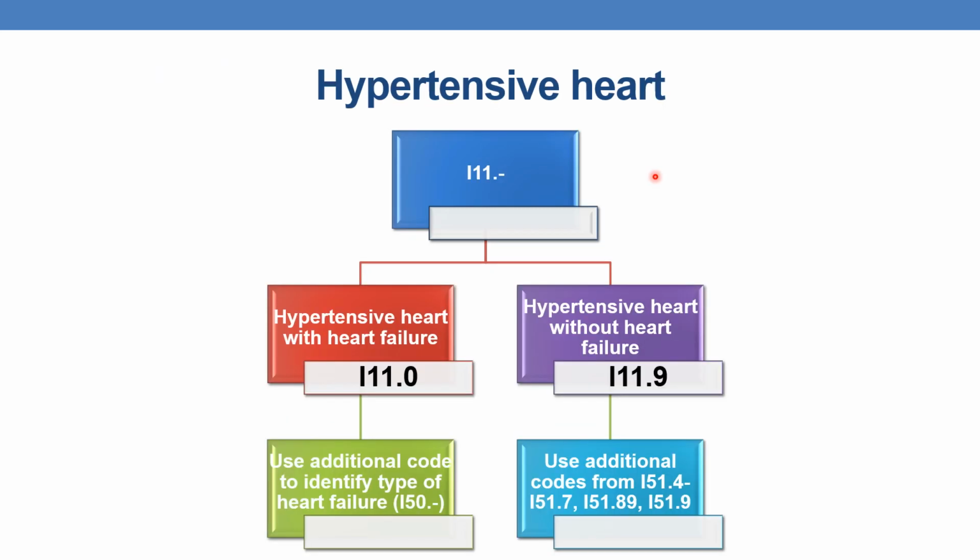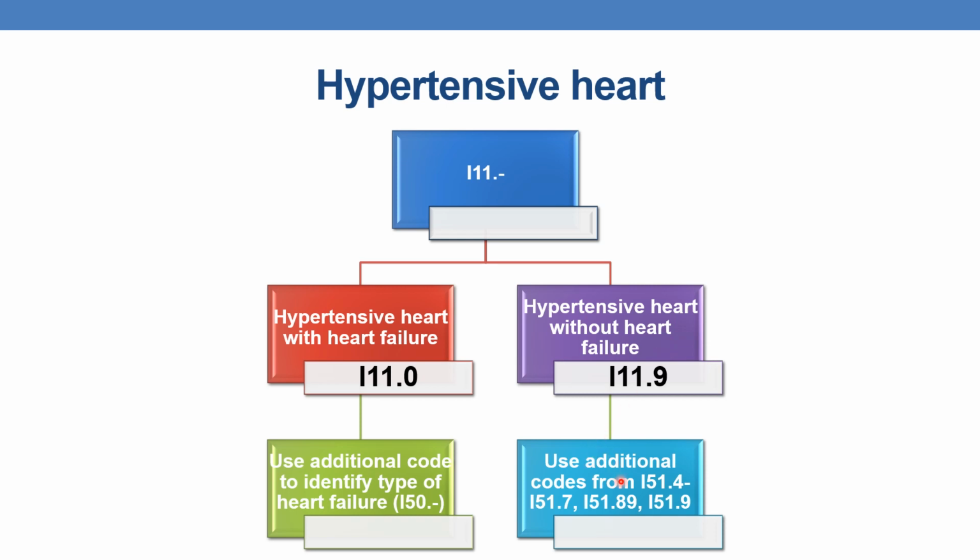Now coming to the hypertensive heart codes, I11. Whenever hypertensive heart disease is associated with heart failure, you need to use I11.0. Whenever we are coding I11.0, you need to use an additional code to identify the type of heart failure from the subcategory I50. Next, I11.9 must be indicated for hypertensive heart disease without heart failure.